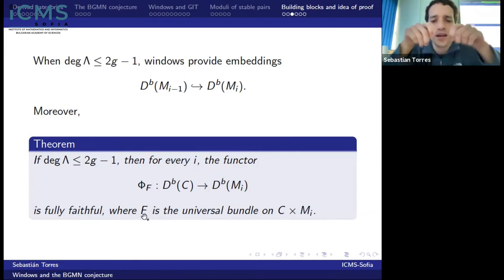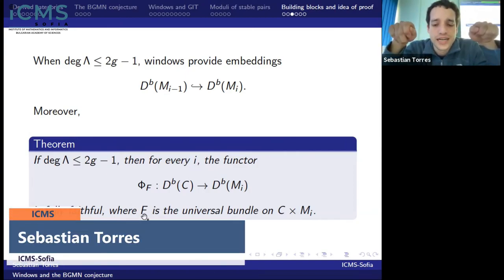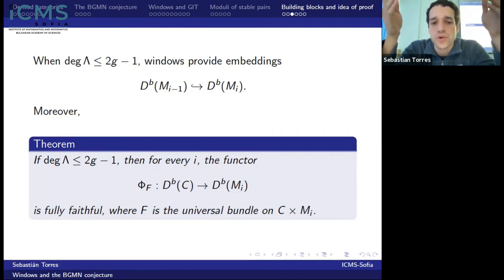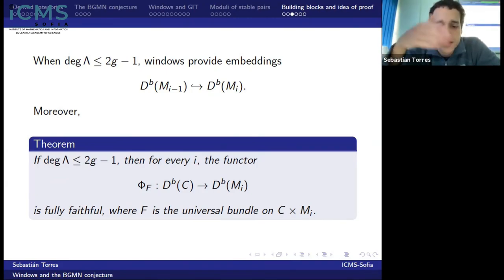So if you want to compare M1 and M2, or M2 and M3 for that matter, F descends from an object upstairs. So F on M1 and the one on M2 both descend from the same thing. And that's the whole point of windows. You want to compare things that descend from the same thing in your different GIT chambers.